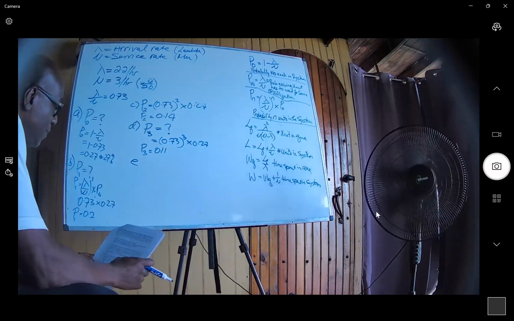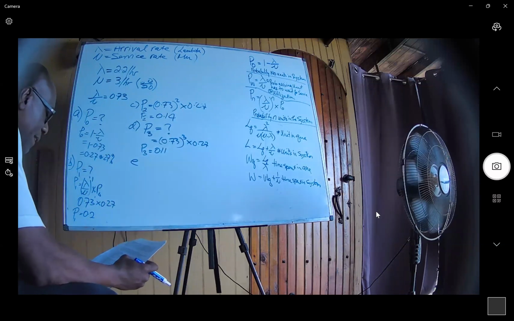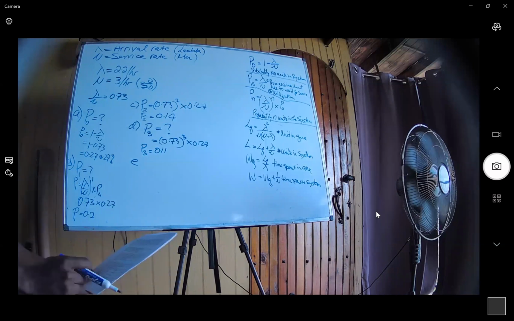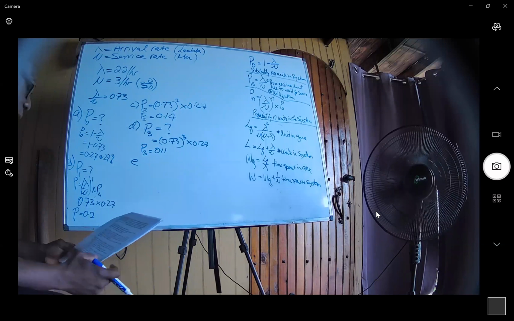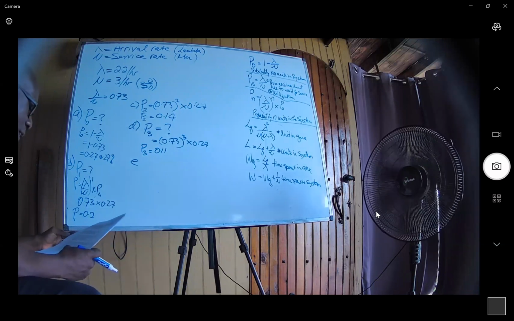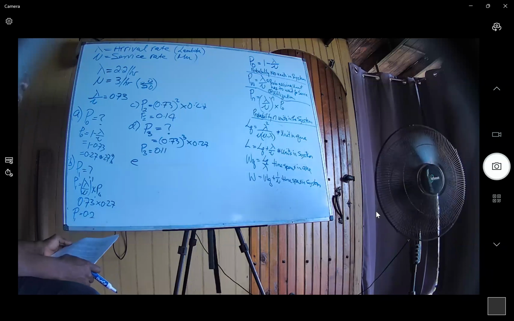Yeah, so this is correct. Yes, sir, 0.11 is correct. All right. He asks, what's the probability that more than one customer is waiting? We're trying to find it.